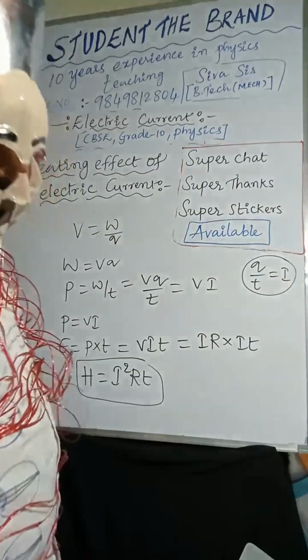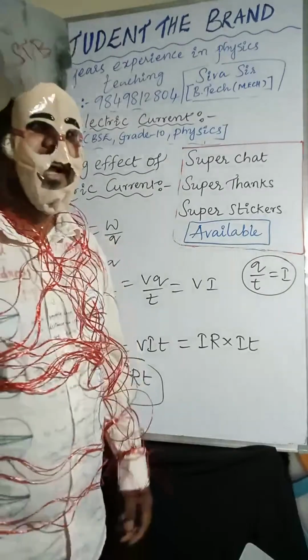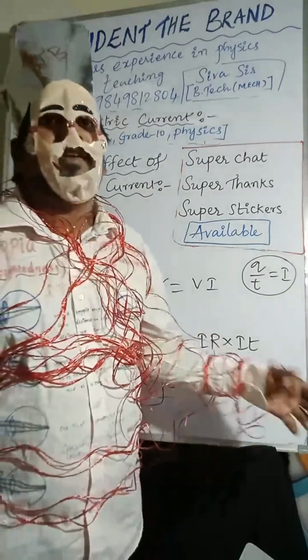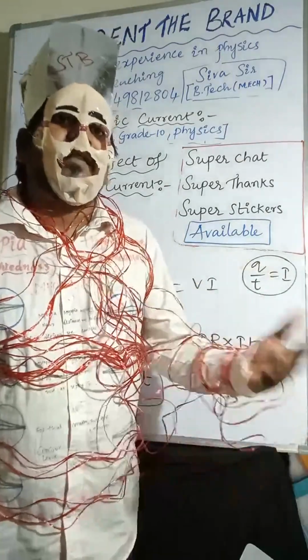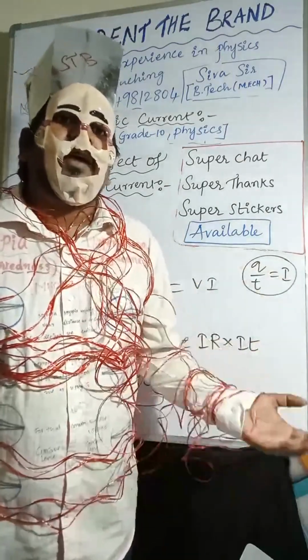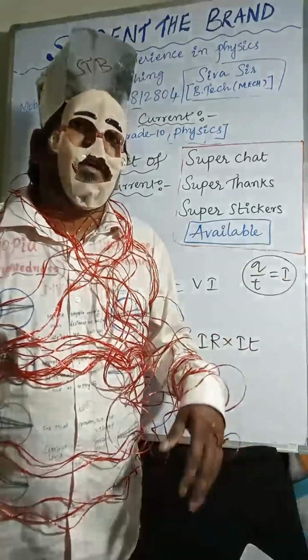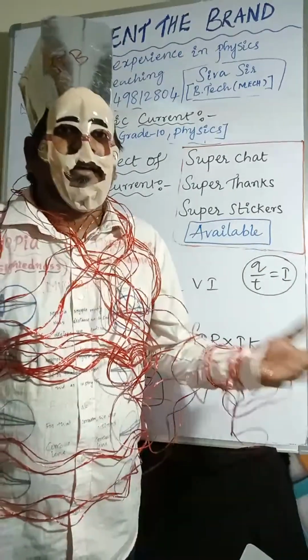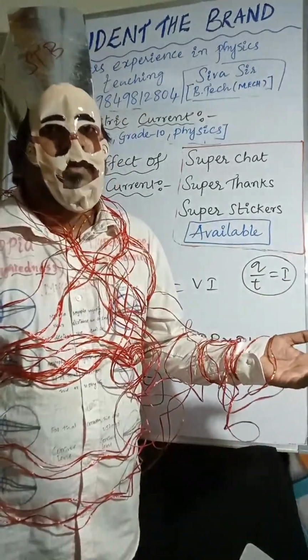Next one, short circuit. If direct contact of the live wire and neutral wire takes place, then a heavy amount of current will be drawn from the mains. So it leads to fire in the building. Okay, and one more thing we can see.